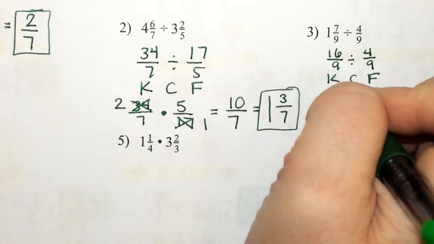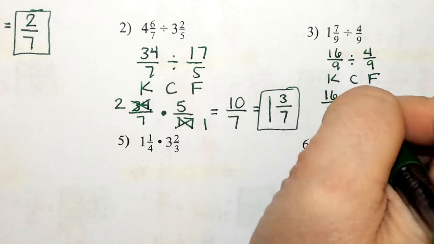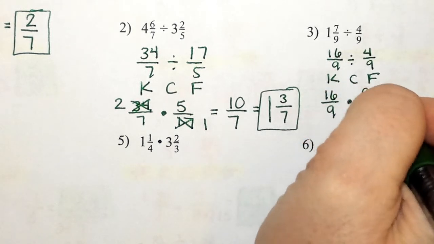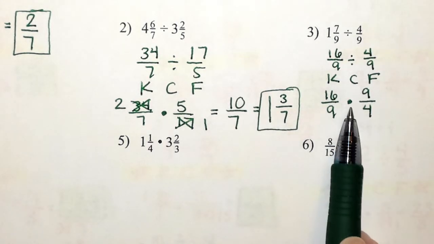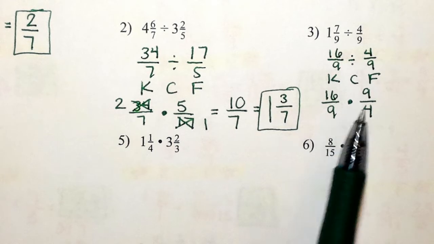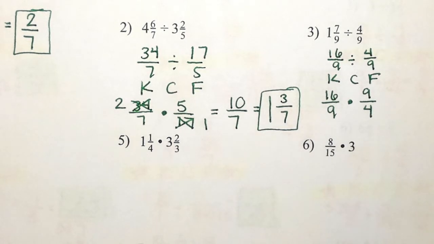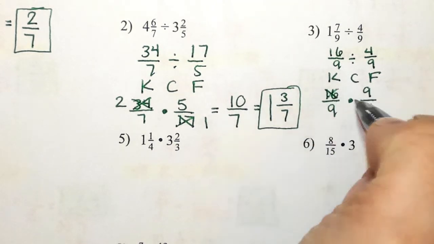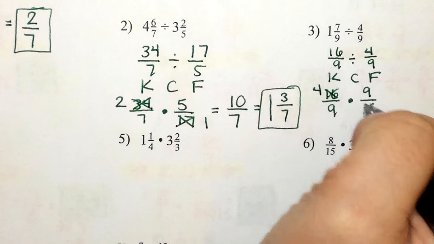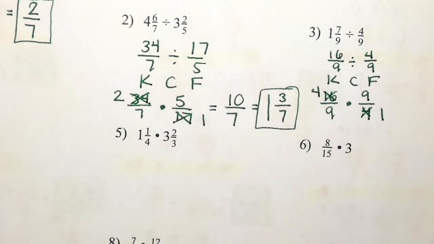So we're going to keep, change, flip. I keep it. It is 16 over 9 times 9 over 4. All right, now can I simplify? Yes. Once it says multiply, please simplify. All right, Kinsley? 4 can go into 16 and into 4, so 16 divided by 4 is 4, and 4 divided by 4 is 1. And McKee? 9 and 9.